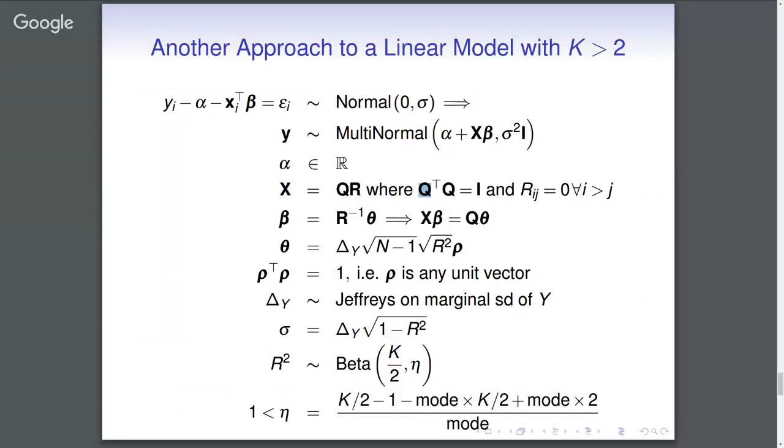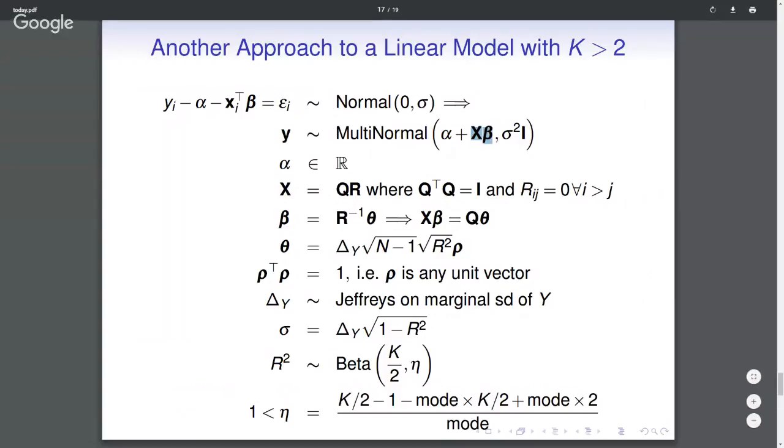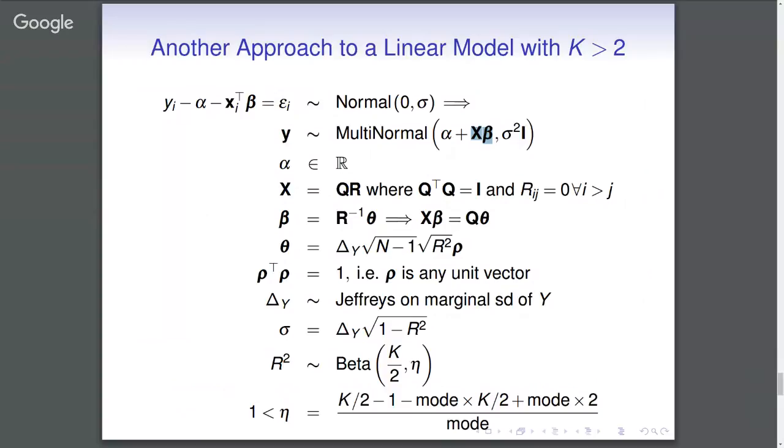And then I'm going to define beta as R inverse times theta. Those 2 lines together imply that X times beta is equal to Q times R inverse times theta. And R times R inverse is the identity matrix. So X beta is equal to Q times theta. And I'm going to substitute Q times theta for X beta here. So what I'm really going to be doing is getting the posterior distribution of theta and then multiplying it by R inverse to get back the coefficients of beta in those same units.